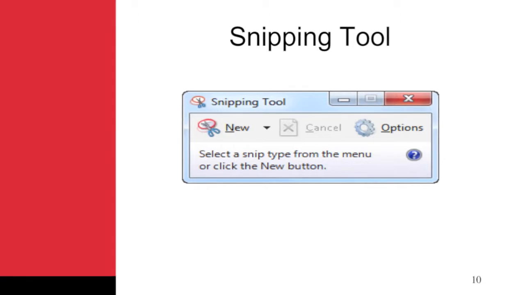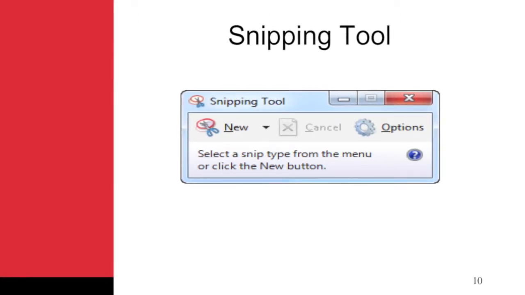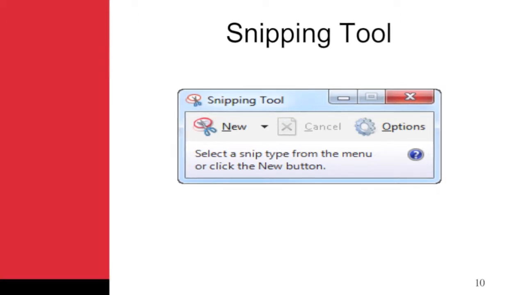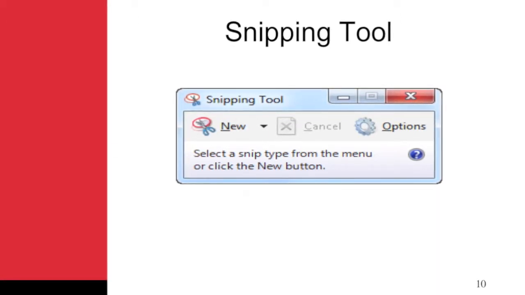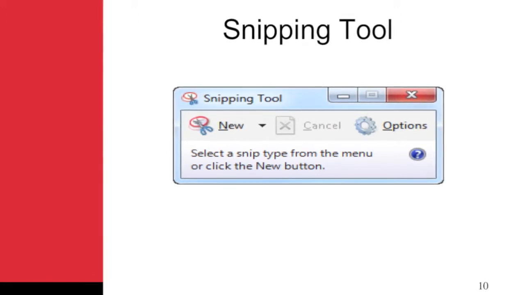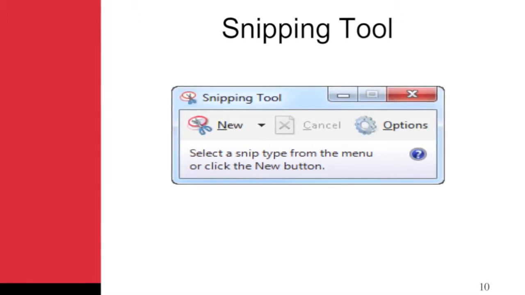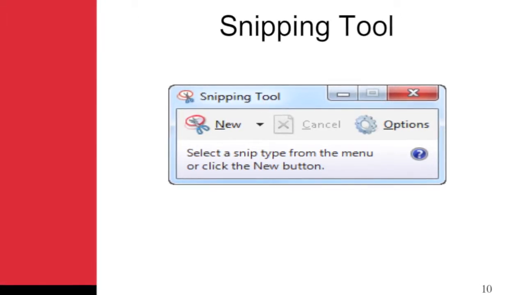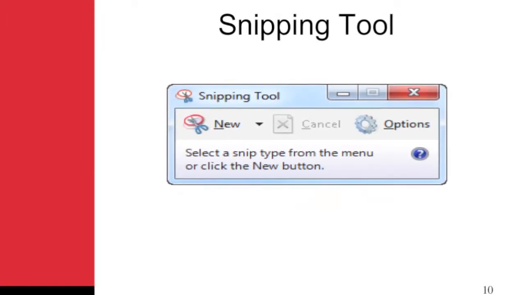Taking screenshots is a common task for Windows users, and the Windows operating system has always supported capturing the entire screen by pressing Print Screen, or the active window by pressing Alt Print Screen. However, Windows 7 finally introduces a screen capture utility with more flexibility called the Snipping Tool.